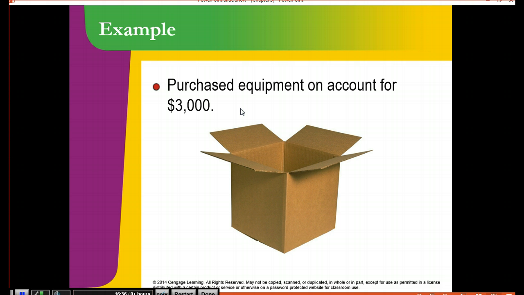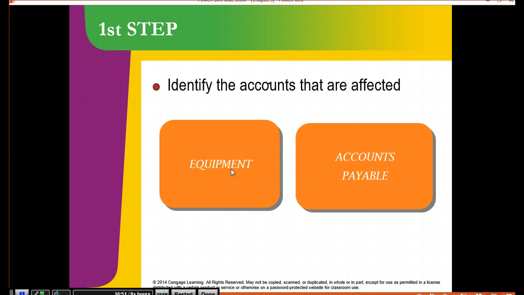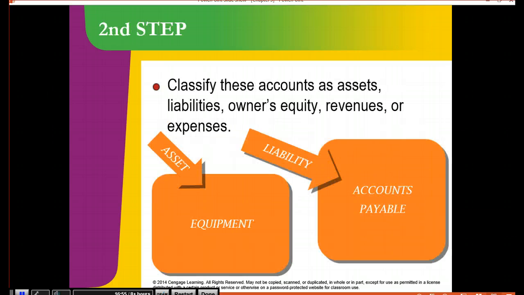So I got a $3,000 liability, accounts payable, and I'm going to be increasing the amount that I owe. I didn't spend any money right here, so I'm going to owe $3,000. So the liability accounts payable is going up $3,000. Equipment is an asset, and it's going up $3,000. Okay, so there's the accounts that we chose: equipment and accounts payable, an asset and a liability.